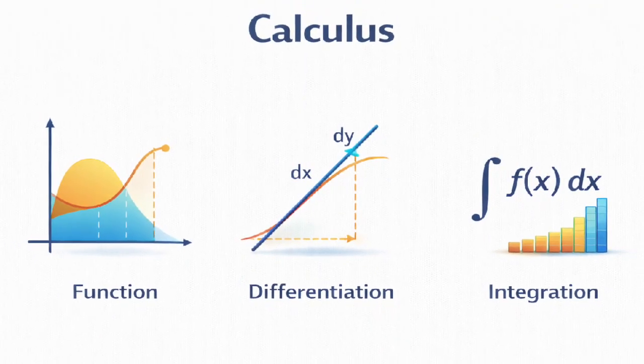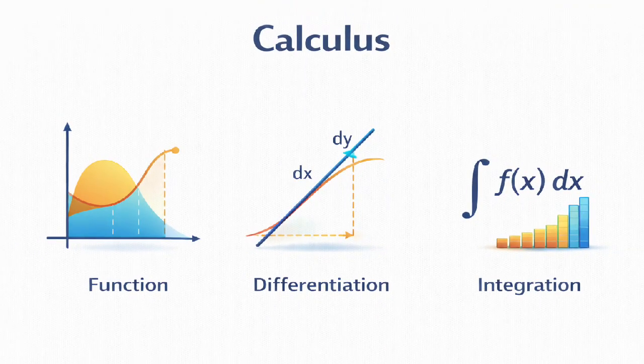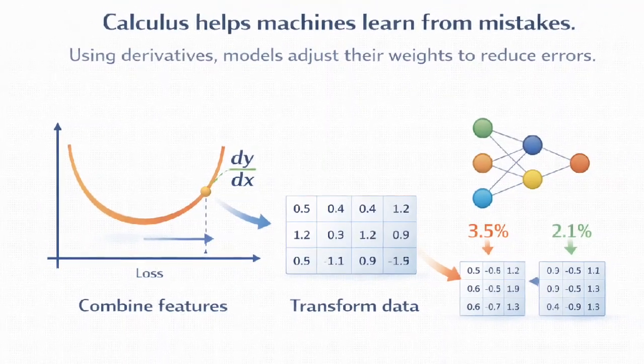Calculus. Calculus helps machines learn from mistakes. Using derivatives, models adjust their weights to reduce errors. This process is called gradient descent. Learning means reducing error. Models make a prediction, we calculate how wrong it is, and calculus tells us how to change parameters to reduce that error. This is why derivatives, gradients, and gradient descent are at the heart of training neural networks. If there is no calculus, there is no learning.